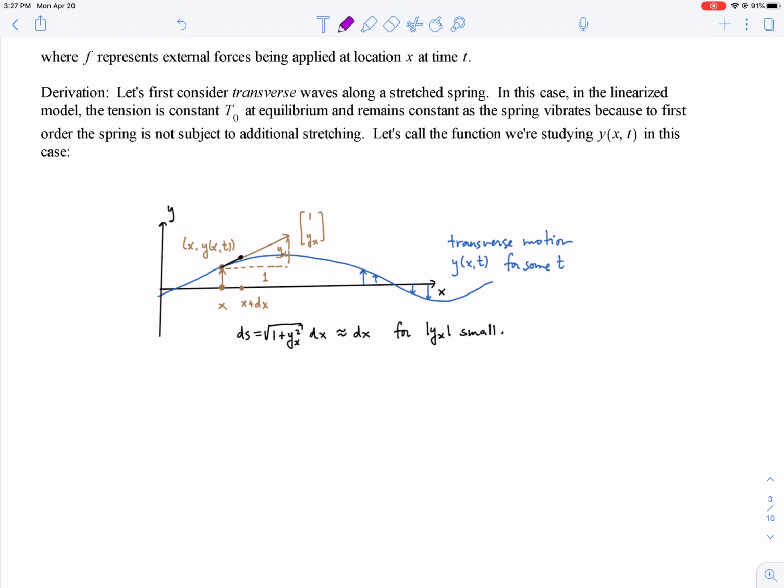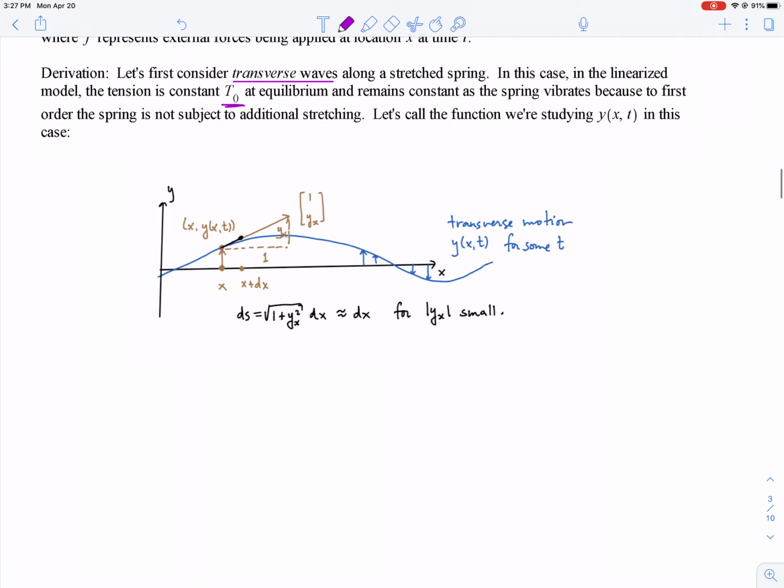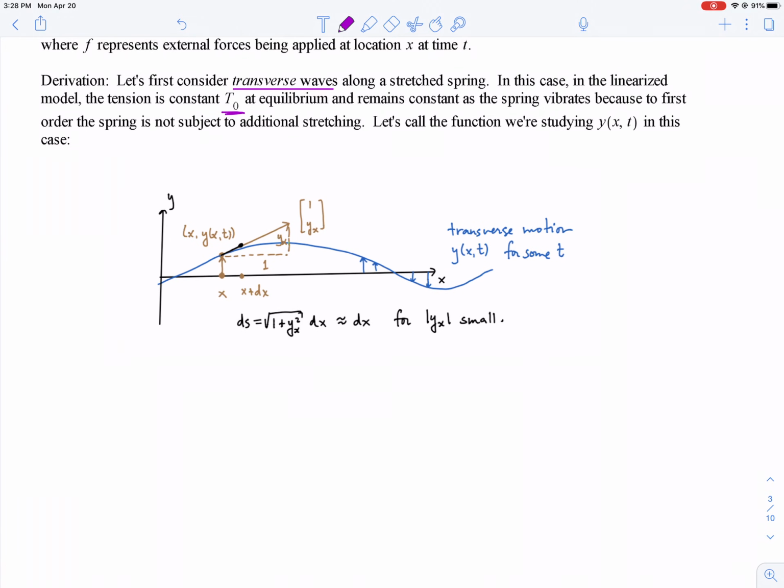So what makes transverse waves different than longitudinal waves, if you're looking at a string or a spring, is that the tension doesn't change under transverse oscillation when you linearize. So let's think about why that's true. If you look at a small piece of the graph and do the tangent approximation, this is the piece of the graph between x and x plus dx. The element of arc length, which is an approximation for the length of the curve over that short interval, is the square root of 1 plus (dy/dx) squared, dx.